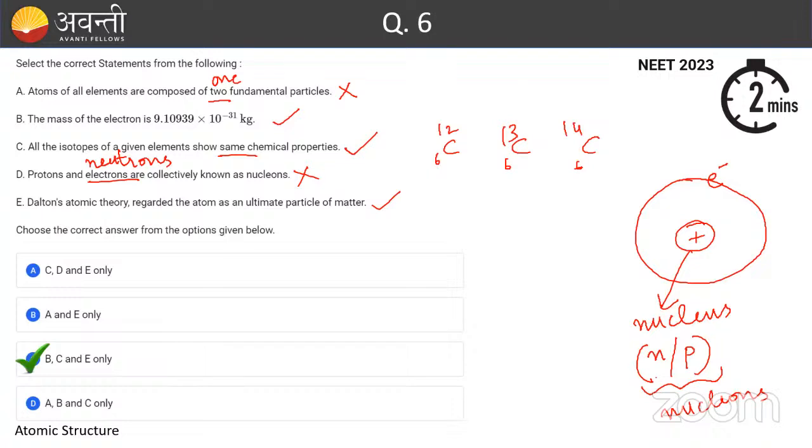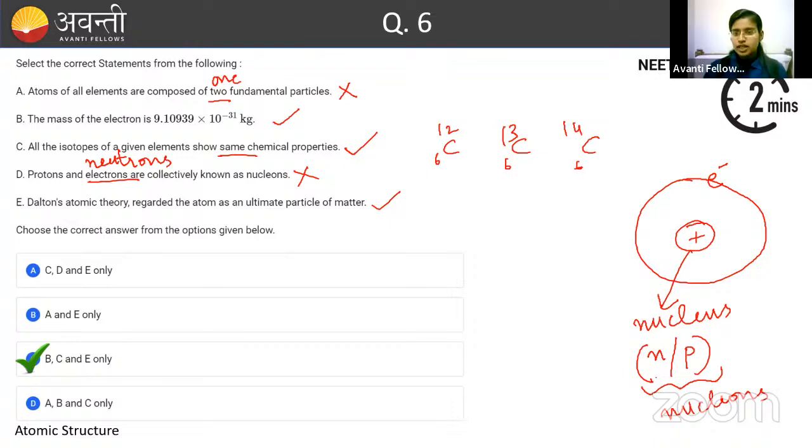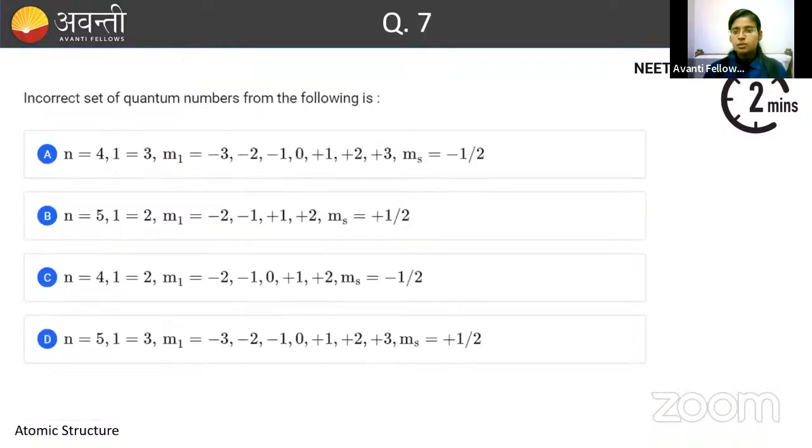Good. So let's go for the next question. Question number 7. Again, you have to find the incorrect set of quantum numbers from the following. Try to find the answer first. Which is the incorrect set of quantum numbers? A, B, C, D. Which among these options is correct?